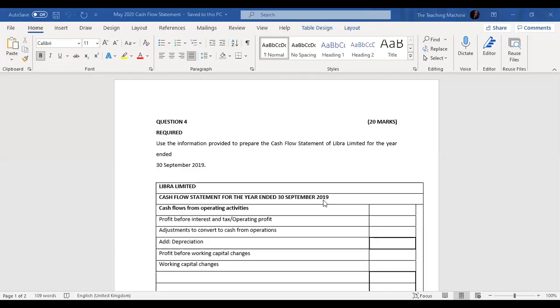Okay, the first thing that you need to do is to look at the operating profit, which is always given on the statement of comprehensive income. Can anyone tell us how much is the operating profit from the statement of comprehensive income?